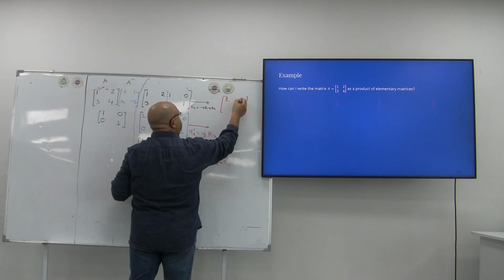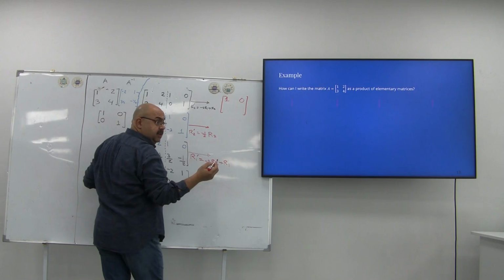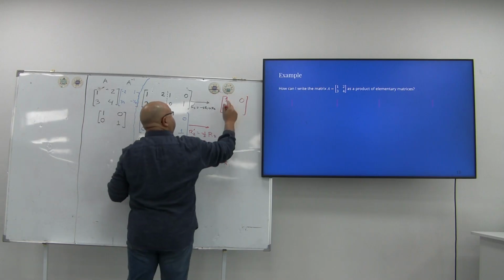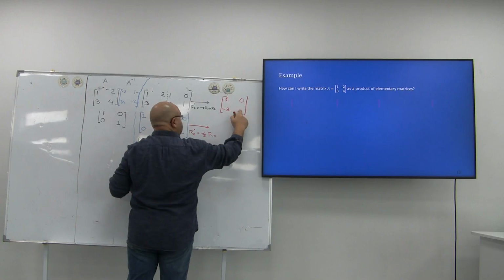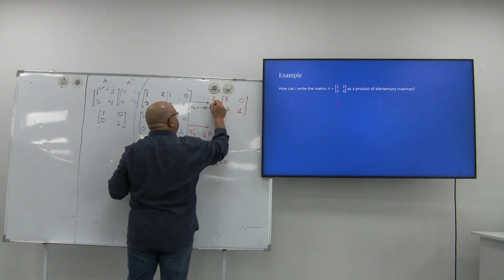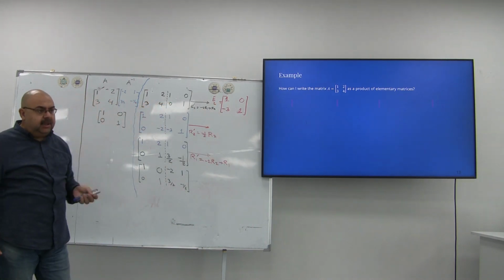So that's the first row of an elementary matrix, of an identity matrix. Multiplying the first by negative 3 and adding on the second row, that's operation number 1. I will call it E1 this time. So that's the first operation that you did.